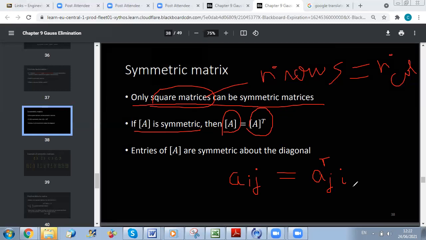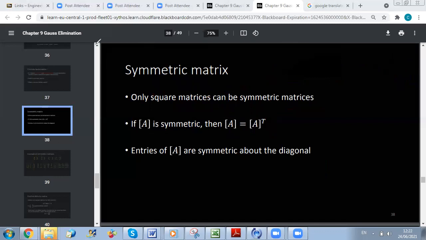If I have a symmetric matrix, I will get exactly the same matrix when I do the transpose. It's not always the case, though. It's just when I have a symmetric matrix that I will have A equals A transpose. So you should pay attention. We have two conditions: it must be a square matrix and it must be symmetric. So let us do examples on this to understand it better.